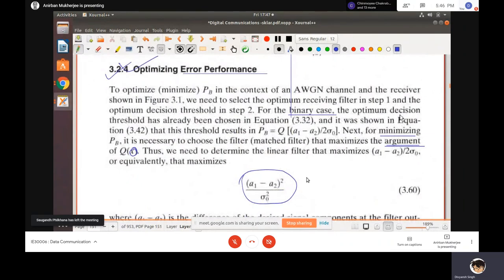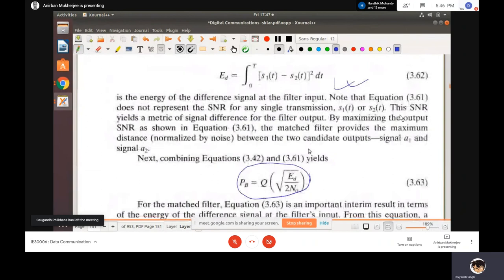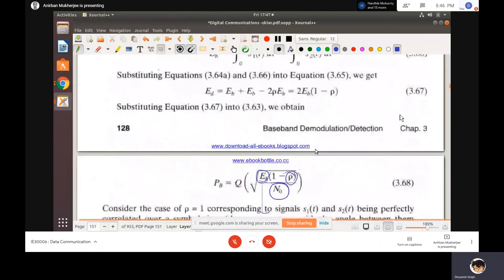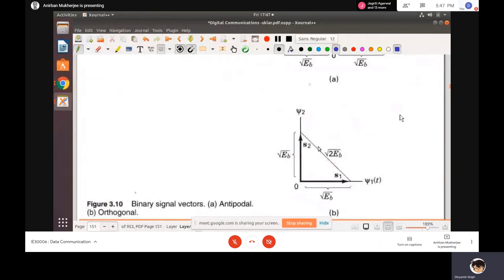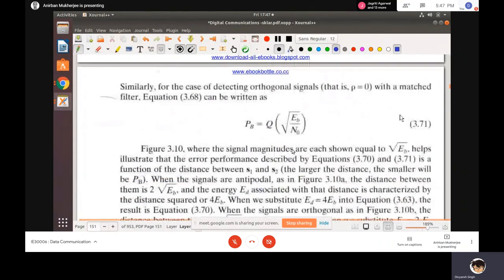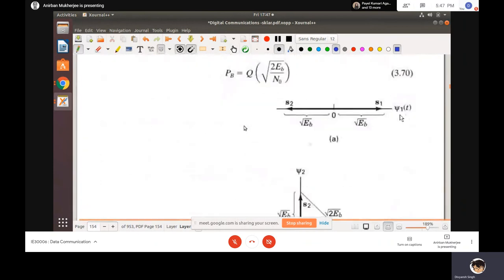We will be optimizing the error performance, and we will see the vector space output. We will break the signal into orthogonal components, which we have already studied in the last few classes. In some cases you choose the signal waveform in some way so that you get Pb equal to Q root Eb by N0, but in the previous case you get Pb equal to Q root 2Eb by N0. So you have to choose your S1 and S2, the signal waveforms. Please remember, S1 is a vector.